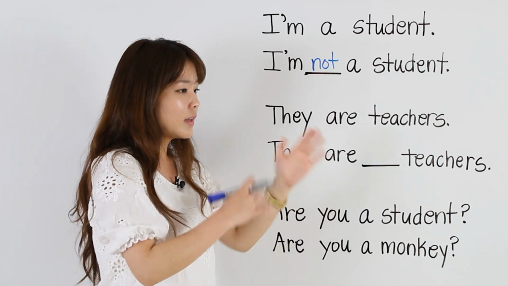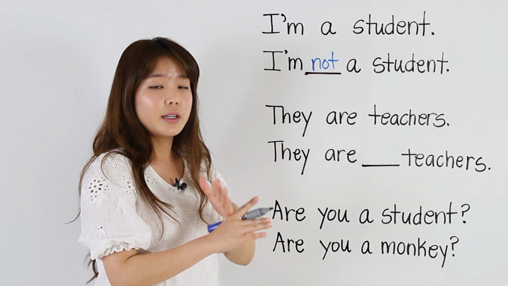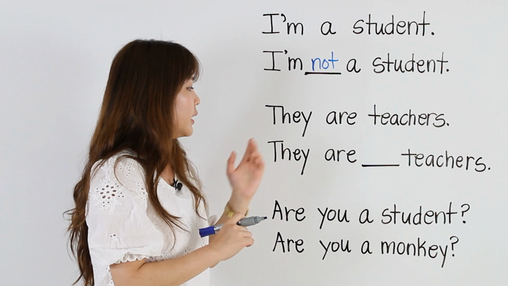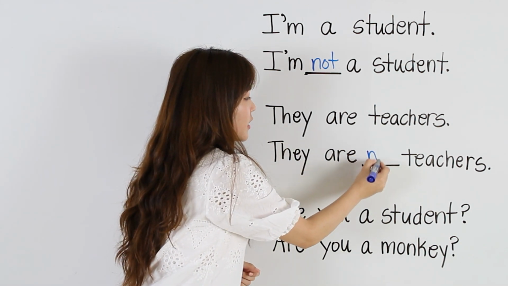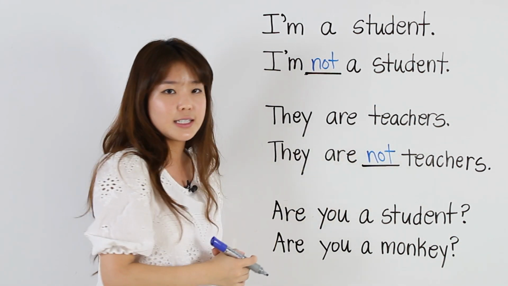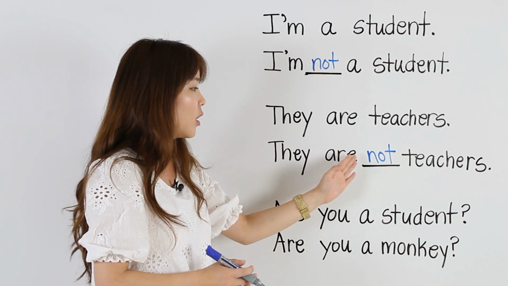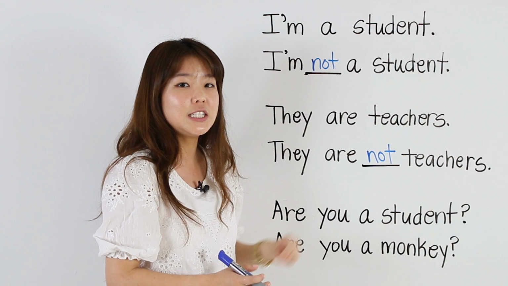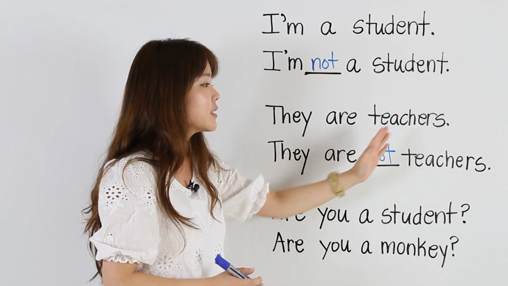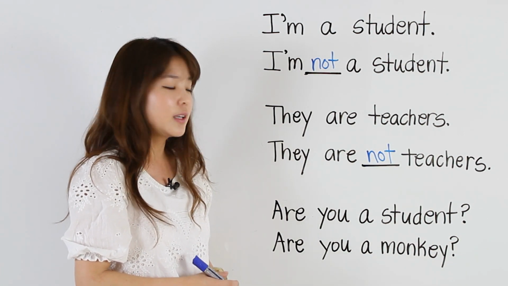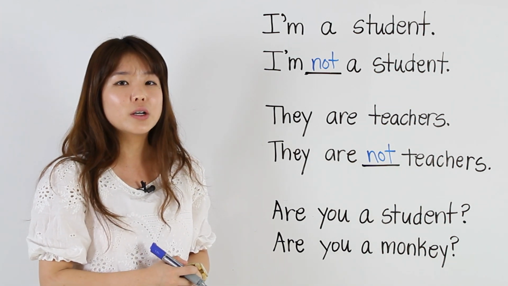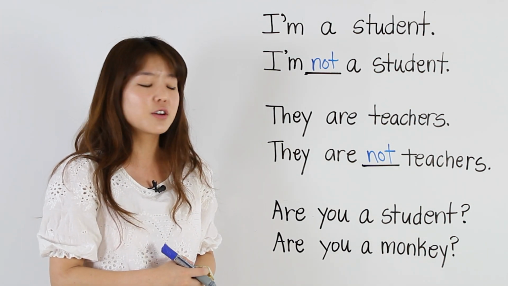Okay, they are teachers. Now we have some other people, and that's not true. They are not teachers. Again, after the be verb are and before the noun teachers. They are not teachers. Now I'm going to ask you a question and you have to answer.